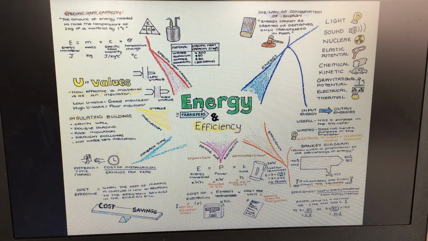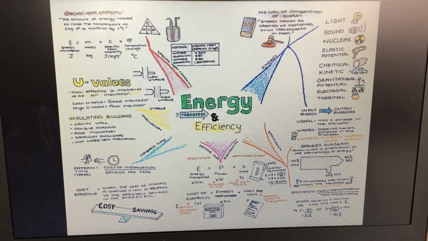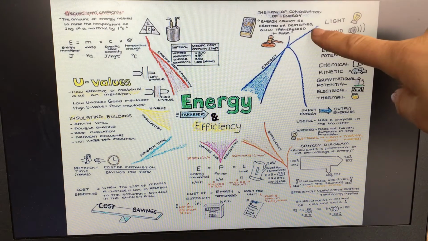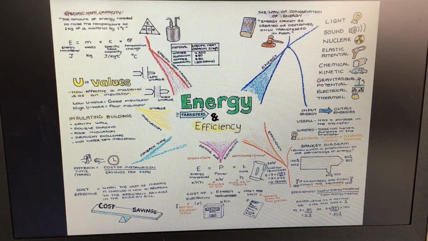This is a video on the learning map I have done for energy transfer and efficiency. Okay, so when it comes to energy, you need to know the 9 different types. And you also need to know the law. Now, a law means it's fact, it always happens. So the law of conservation of energy is that energy cannot be created or destroyed, only transferred in form.